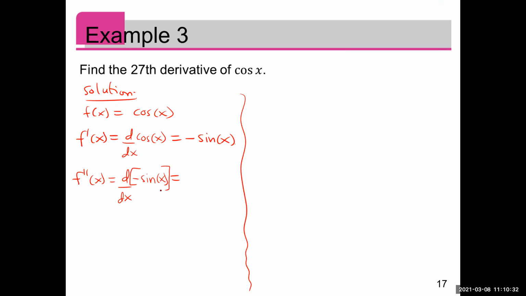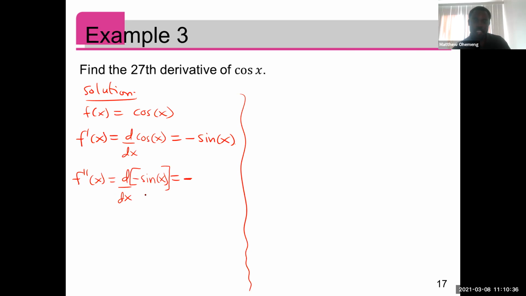Negative cos x. Negative cosine of x. Now, for negative sine of x, just ignore the negative and look at the derivative of sine. The derivative of sine is cosine, so we have negative cosine of x. Thank you so much. The pattern has still not repeated yet, so let's keep going.